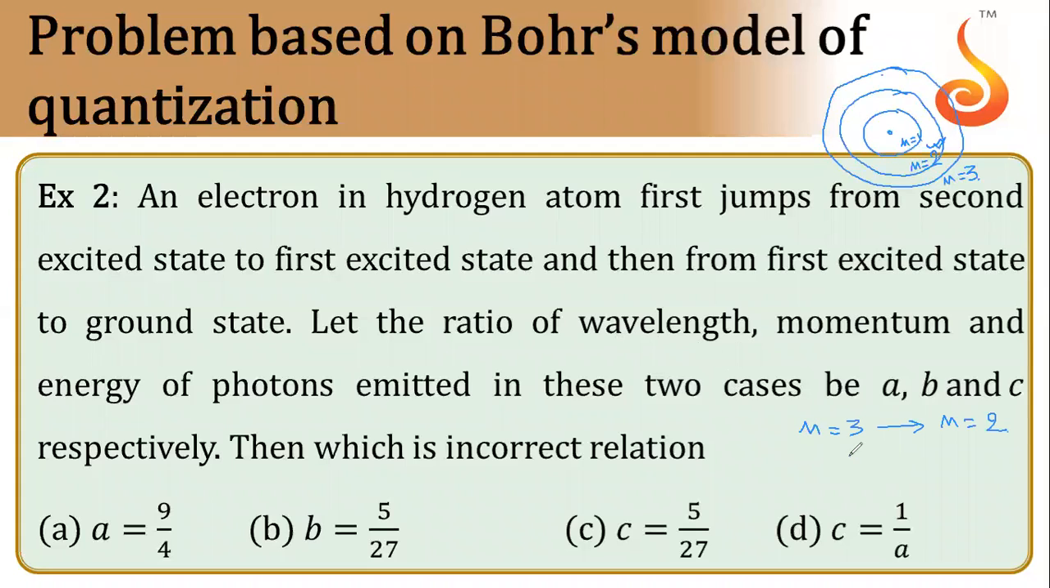So the ratio of wavelengths, lambda 1 by lambda 2, is given as A. The ratio of momentum, P1 by P2, is given as B. And the ratio of energies, E1 by E2, is given as C. So we are supposed to find the relations.